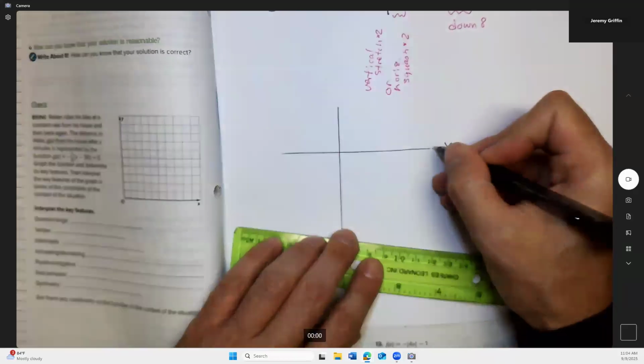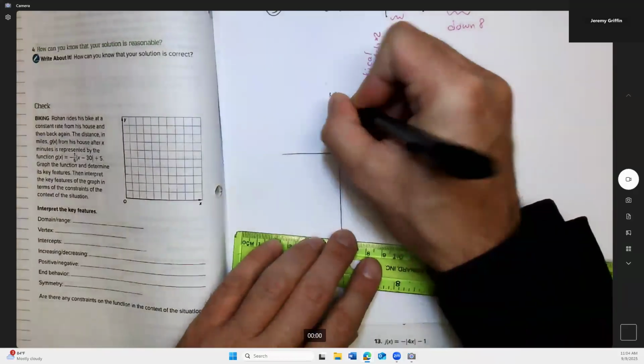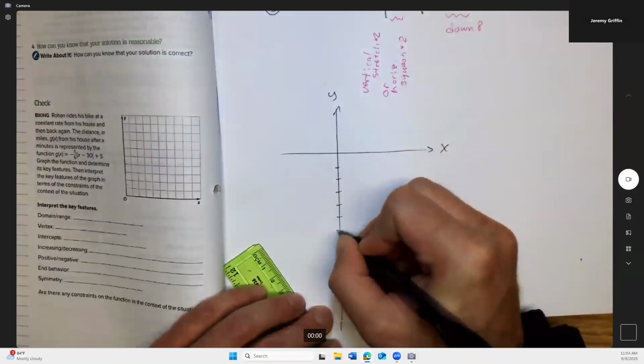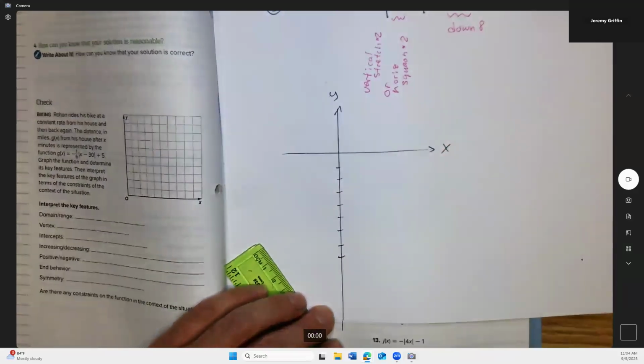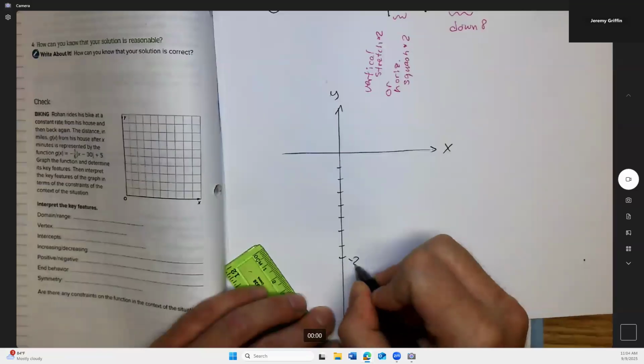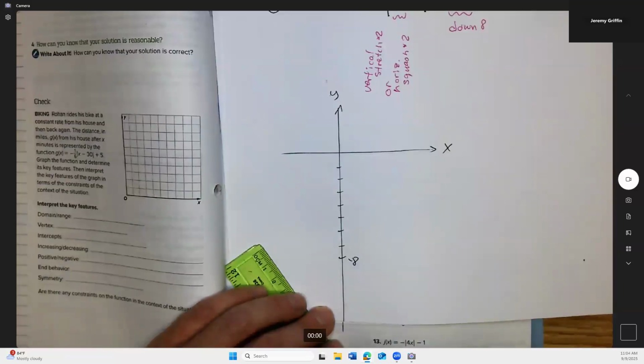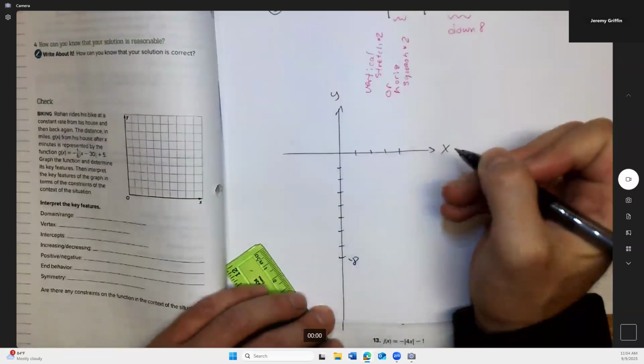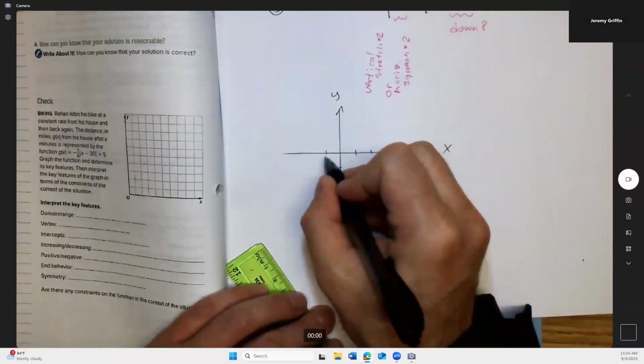So let's get an x-axis, y-axis. How many questions are on the test? I think there's 12. Mostly multiple choice, but not completely. I think there's a graph question there. Okay, that's fine.